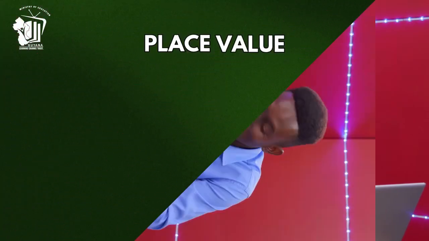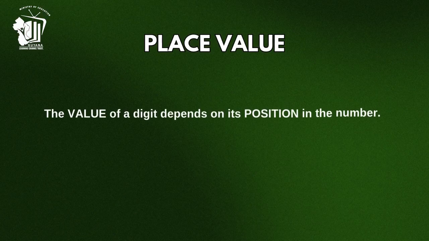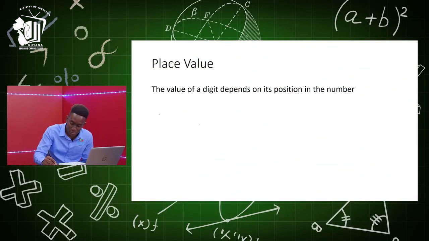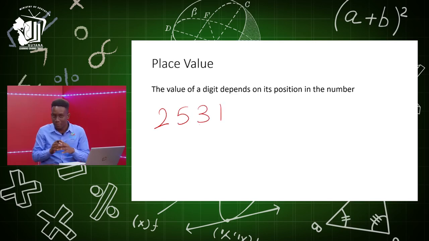So let's head straight into the first topic, place value. Now the value of a digit depends on its position in that number. So let's say we have the number 2531 and we want to identify the place value of each digit in this number. Let's say we want to identify the place value of 1. Now the place value of 1 would simply be 1.